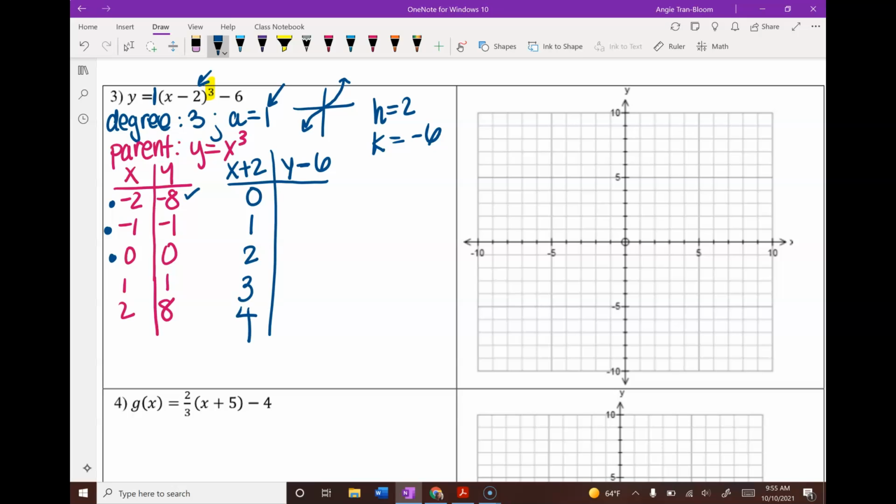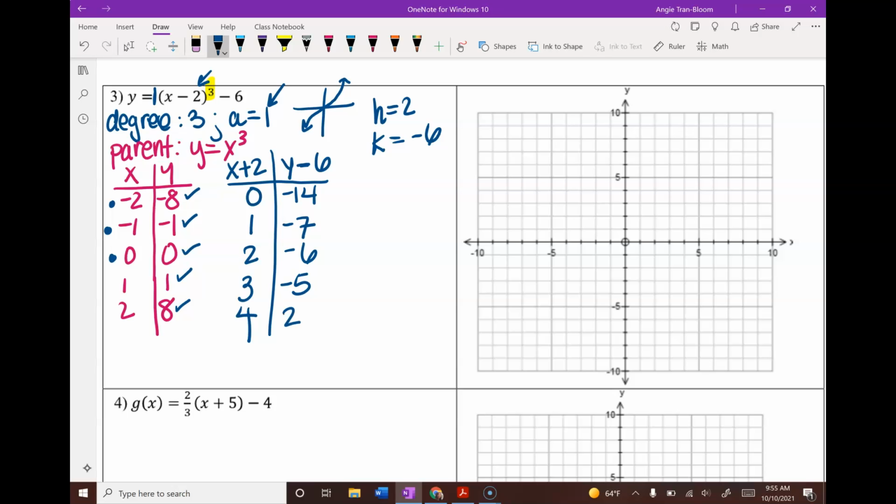Now let's go do the y. Negative 8 minus 6 is negative 14. Negative 1 minus 6 is negative 7. 0 minus 6 is going to be negative 6. 1 minus 6 is negative 5. 8 minus 6 is going to be 2.